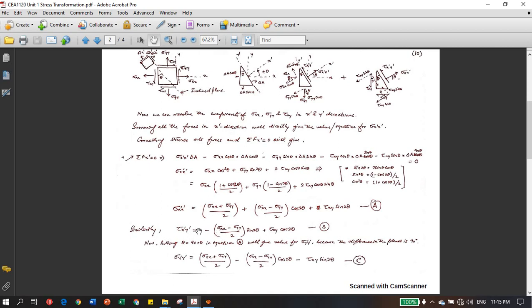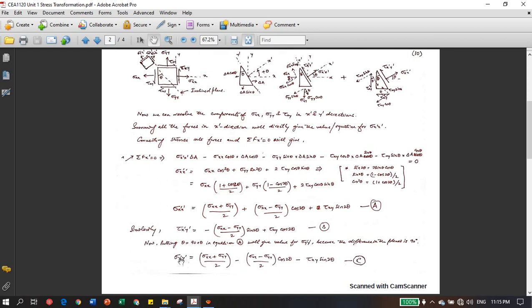And similarly, by summing all the forces in the y dash direction, you can directly get the values like this. I also suggest that you do it yourself, so that you can relate it, and if you are getting confused, you can get over it. Okay, so do this derivation yourself.